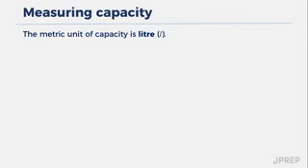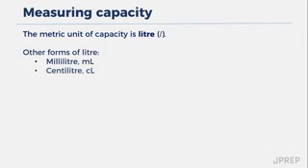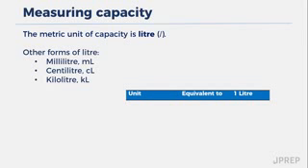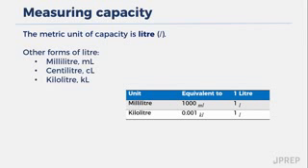The metric unit of capacity in terms of liquid is what we call the liter. Other forms of the liter measurement are milliliters, which is denoted by ml, centiliters, and kiloliters. Let's look at how these breakdowns relate to the actual SI unit, which is the liter. 100 milliliters is equivalent to 1 liter. 0.001 kiloliters is equivalent to 1 liter.